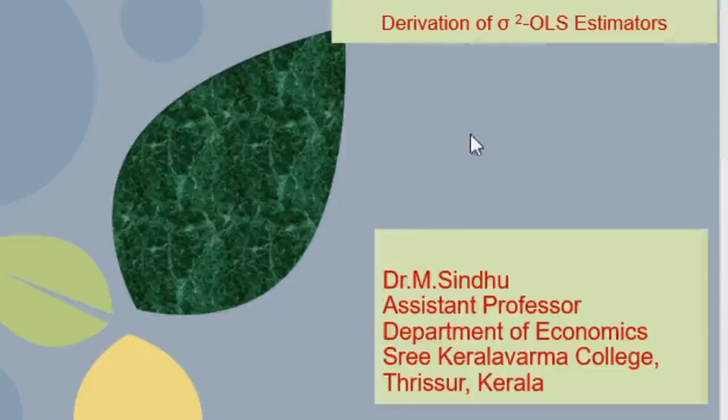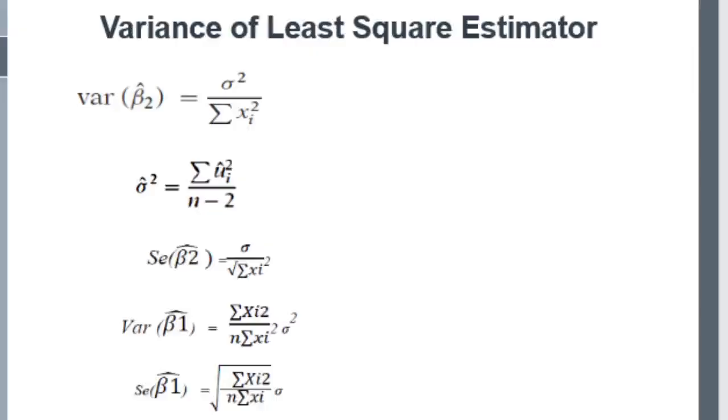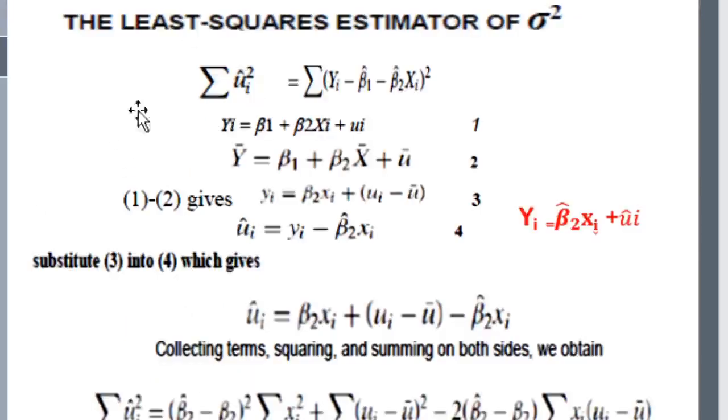In this class, we will derive the sigma square. In the last class, we defined variance of beta 2 cap equal to sigma square by sigma xi square. In this class, we are going to derive the estimates of this sigma square, that is sigma cap square, the least square estimate of sigma square.